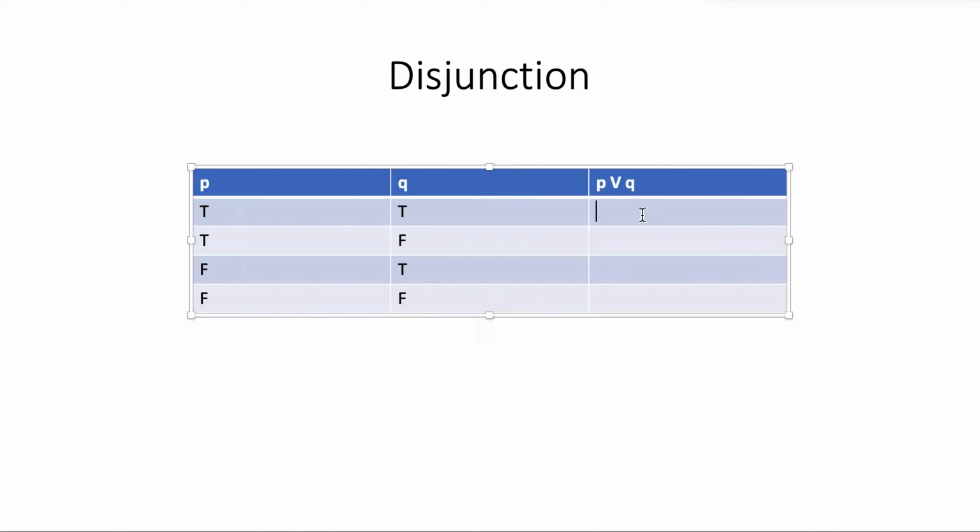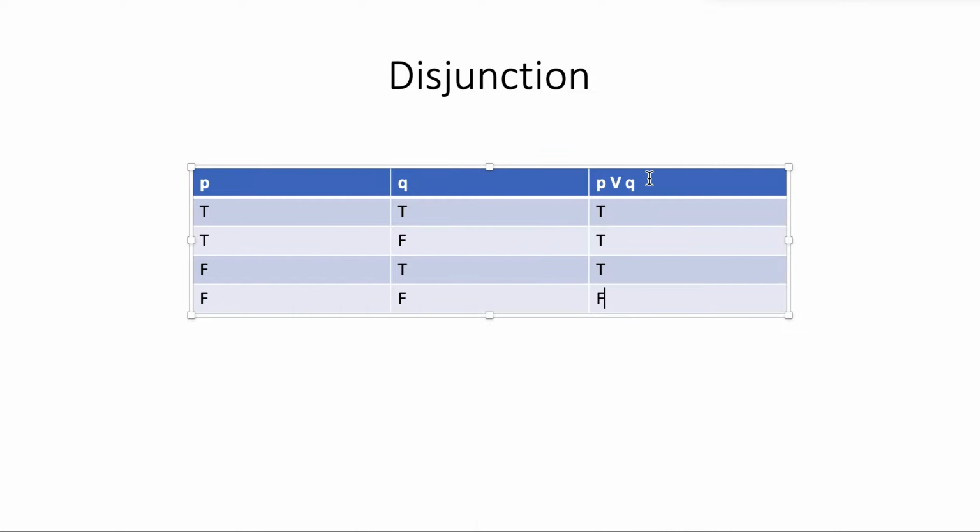Okay, so on row 1, we have P is true and Q is true. So on that row, the disjunction of P and Q is itself going to be true. So we write T there. On the second row, we have P is true, Q is false. So the disjunction of P and Q is itself going to be true. Here we have false and we have true. The disjunction is still going to be true. Here though we have false and false. And when P is false and Q is also false, the disjunction of them both is going to be false.